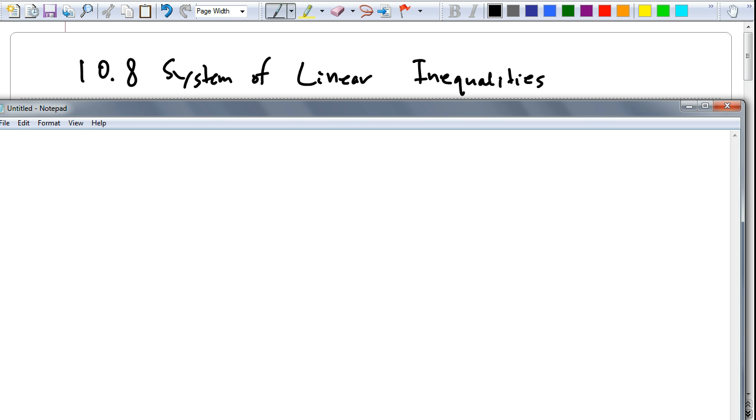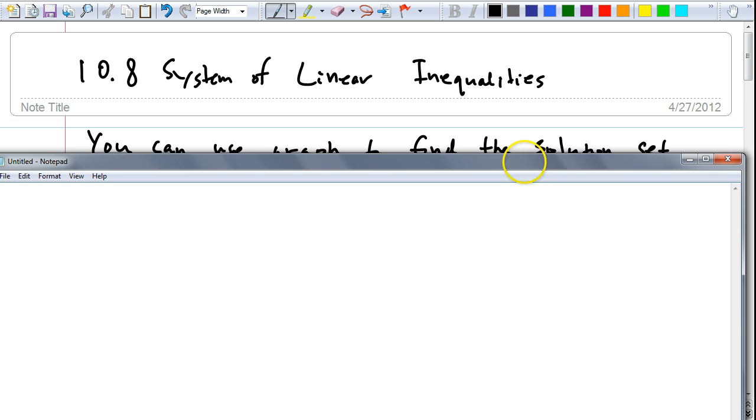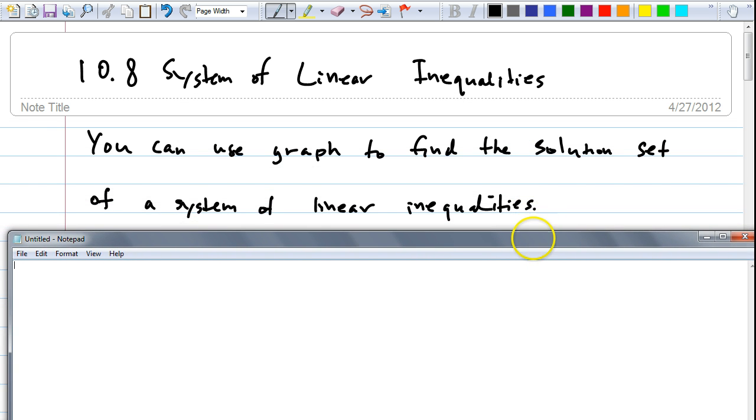Yeah. There's going to be more than one line. Yeah, there's going to be more than one, not line, well, inequalities, right? Yeah, it does have boundary lines and so forth. So, turns out, then how do you do this? Well, you can use graph to find the solution set of a system of linear inequalities. Okay? So write it down.